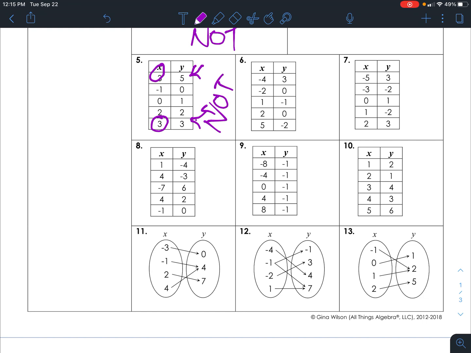And then I'll do number 12. So I want you to do 6, 7, 8, 9, 10 yourself. Number 12, it's kind of the same thing. I'm looking at x values -4, -1, -2, and 1. I don't see any repeating x's, so let's see what they correspond to. -4 goes to 4. -1 goes to -1 and 7. So can a function go to 2 different outputs? It cannot. So we don't even have to go any further. We know that that's not a function.